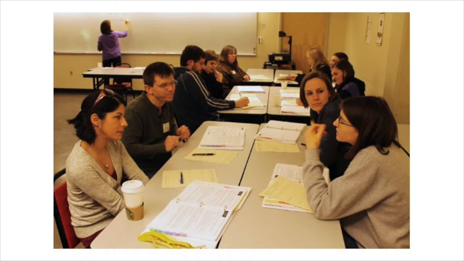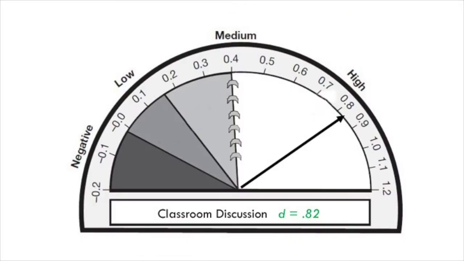One of the most rewarding and effective ways to develop rubrics is through collaboration with peers. At the high school level, it would be logical to work in cores to do so. Hattie found that classroom discussion has an effect size of 0.82.